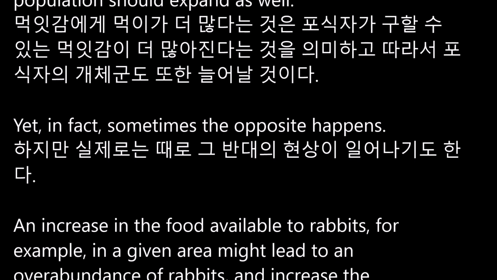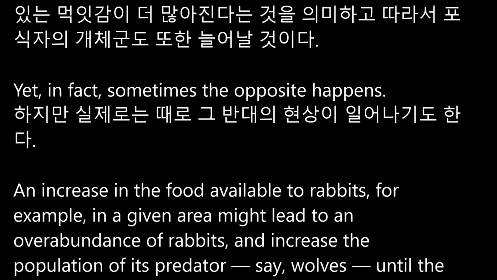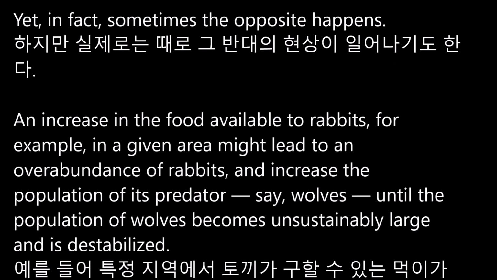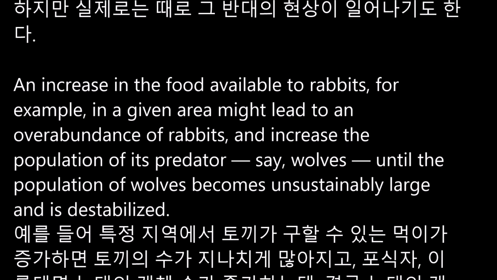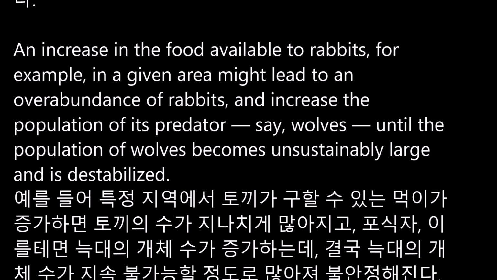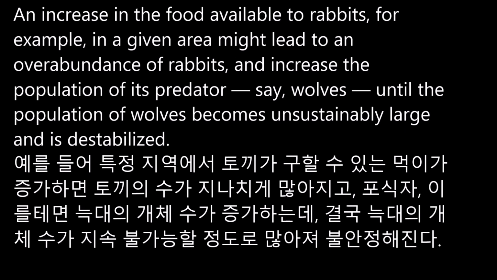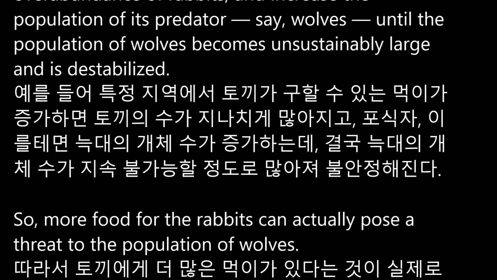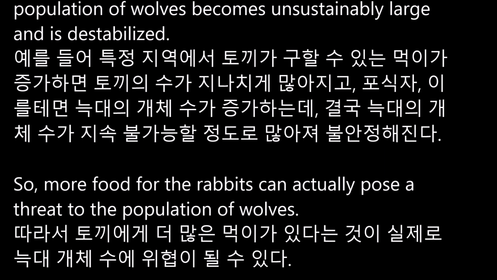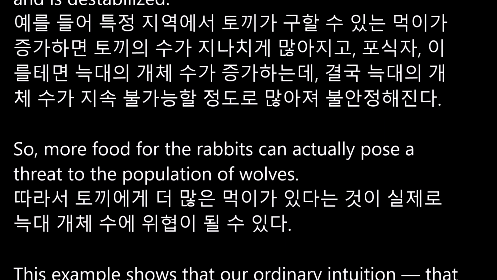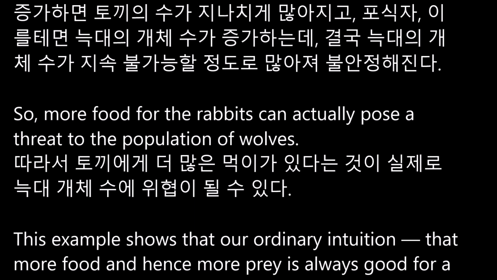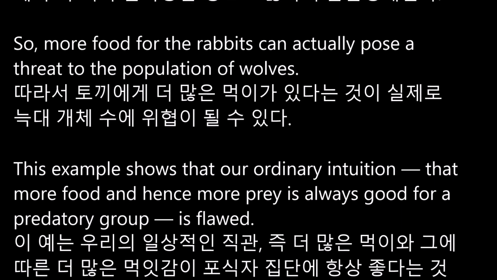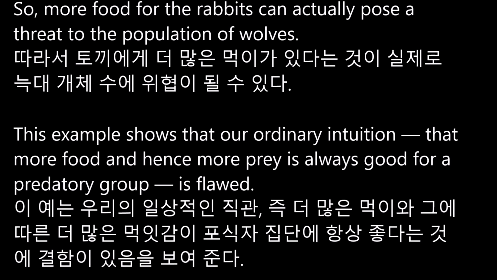An increase in the food available to rabbits, for example, in a given area might lead to an overabundance of rabbits and increase the population of its predator, say wolves, until the population of wolves becomes unsustainably large and is destabilized. So, more food for the rabbits can actually pose a threat to the population of wolves.